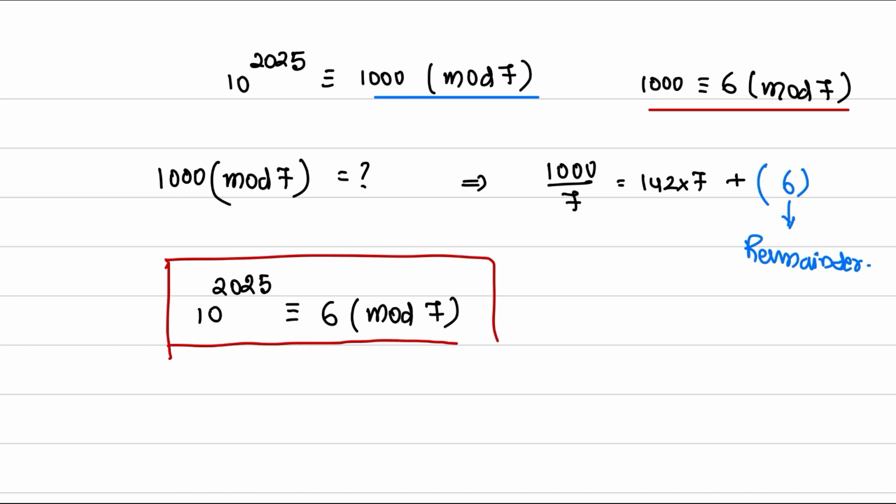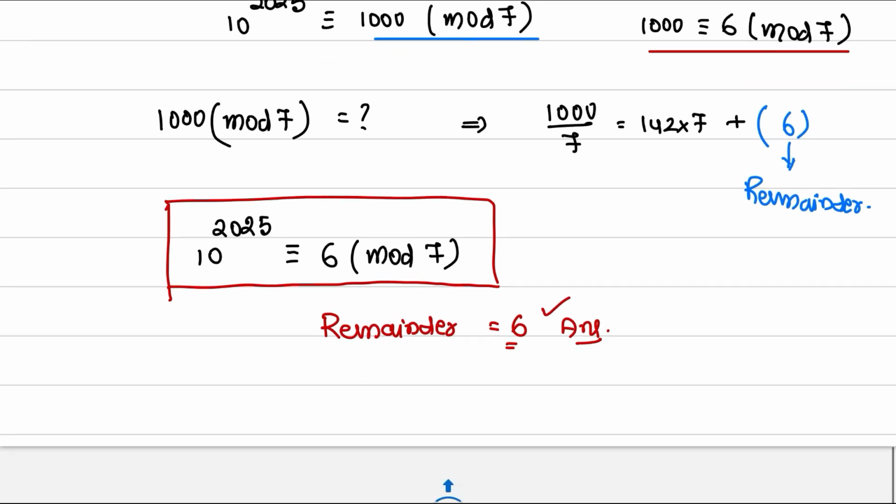We have not done massive calculations, massive divisions. With the Fermat's Little theorem, we got that the final remainder when 10 to the power of 2025 is divided by 7 is equal to 6. This is the answer. If alternatives are given, you can easily say that 6 is the correct answer. And as a homework, please take this.